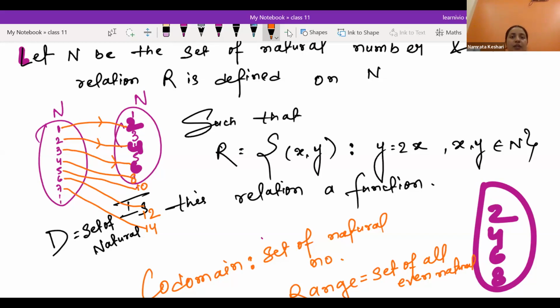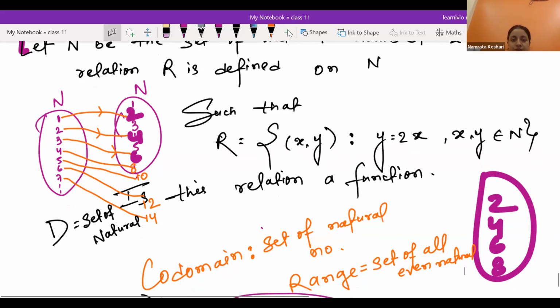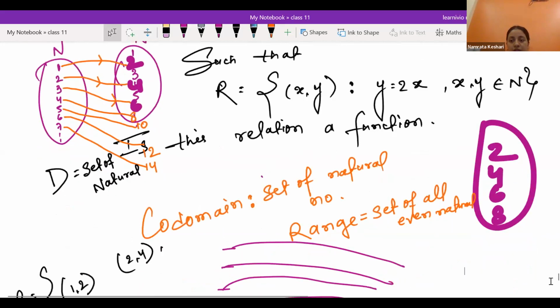Range means all those elements in the second set which have a pre-image. The moment we notice the pre-image carefully, we find that 2 has the pre-image, 4 has, 6 has, 8 has, 10 has, 12 has, 14 has, 16 has. That means this is nothing but the set of even numbers. Yes or no? Yes, ma'am. Set of even natural numbers, that's the range over here. Is it making sense to all of you? Yes, ma'am.